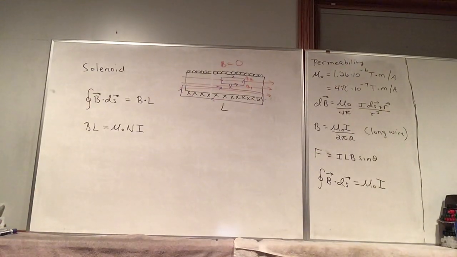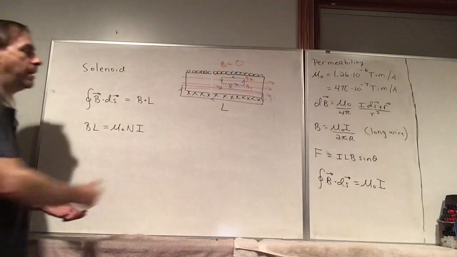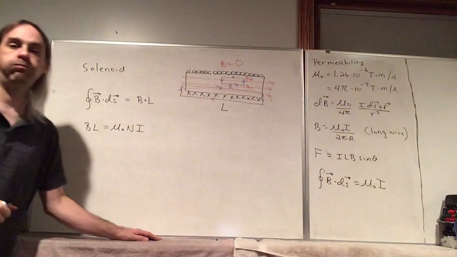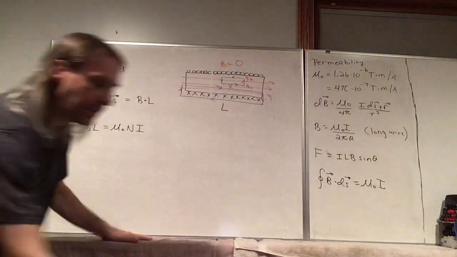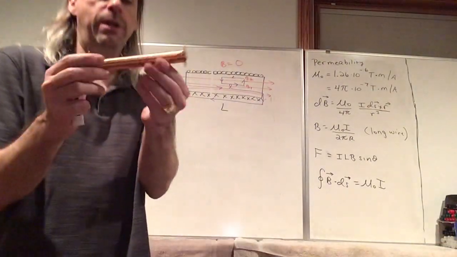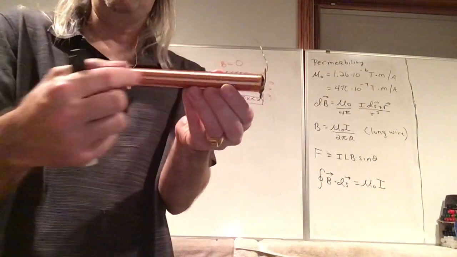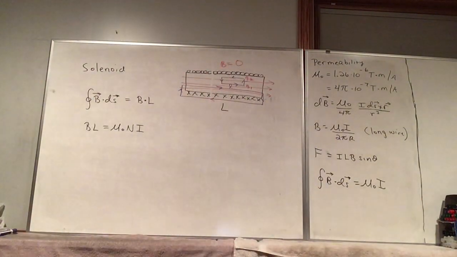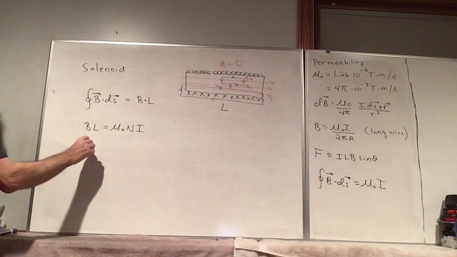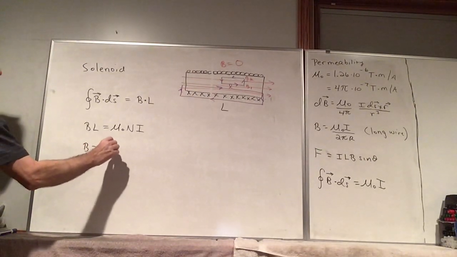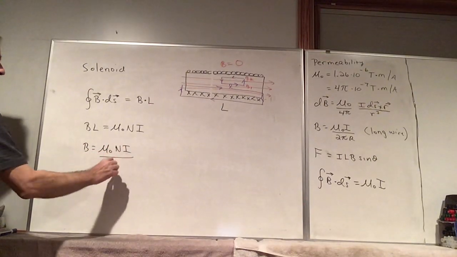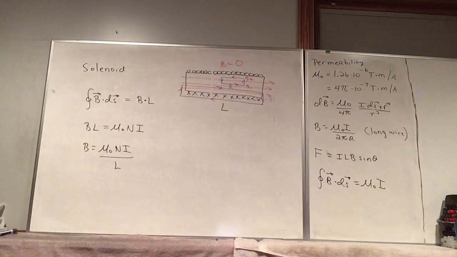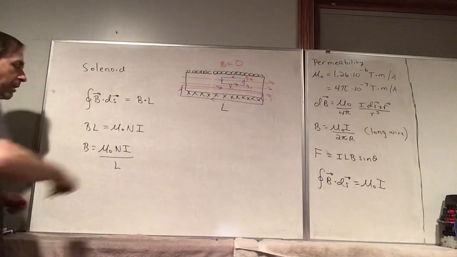So let's say that N is the number of times that this wire crosses, basically the number of loops we have. If we look at the whole solenoid, you can just count loops going down the solenoid. N is the total number of loops. And if we solve for the magnetic field, we get B is equal to mu naught N I over L. Now, this is usually written this way.